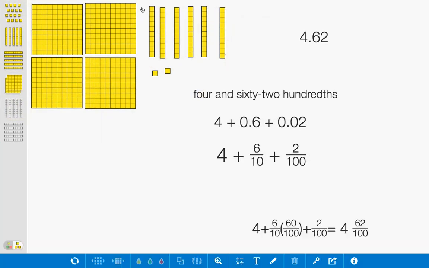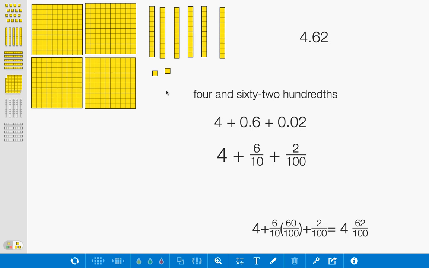So right here, I have the decimal 4.62. Now, if you look, this one's a little bit different. We have a 4 in the ones place. So I'm going to show you what that will look like with base 10 blocks. We have 1, 2, 3, 4, 4 wholes. We have 6 tenths, which is represented by 1, 2, 3, 4, 5, 6 rods, and then 2 hundredths. 1, 2, 2 out of 100.